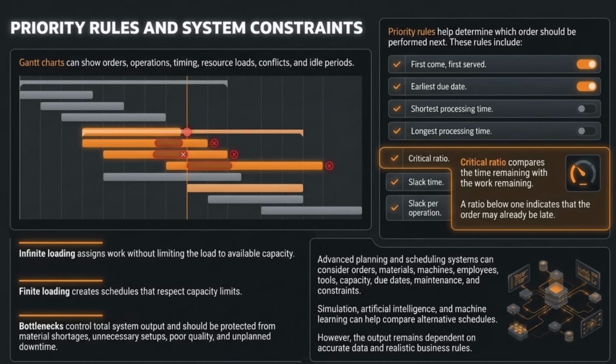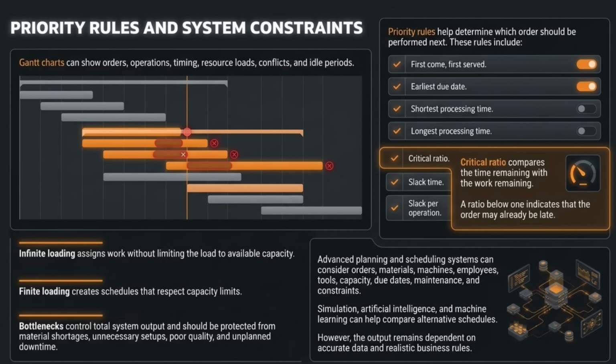Priority rules help determine which order should be performed next. These rules include first come, first served, earliest due date, shortest processing time, longest processing time, critical ratio, slack time, and slack per operation. Critical ratio compares the time remaining with the work remaining.